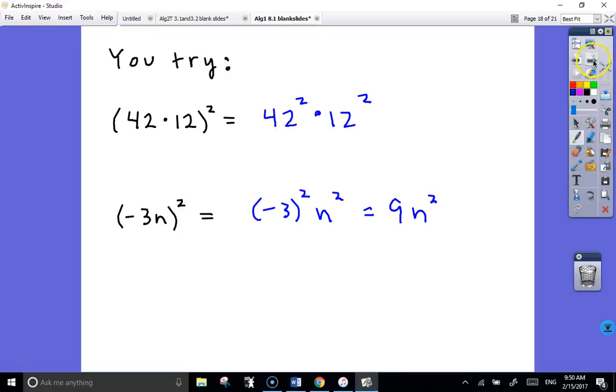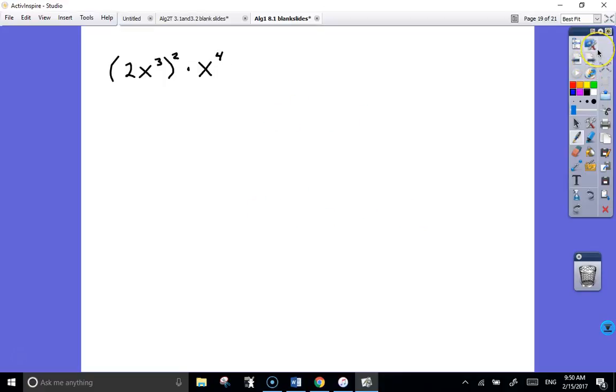Okay, I think I got one more slide. Okay, counted wrong. Okay, try that one now. That's going to be a combination of things. In fact, this is actually a me try, not a you try. So, what's the first thing that I should do? Okay, first, I need to distribute the 2, right? What's that going to look like? 2 squared, x to the 3rd squared, and I still got this times x to the 4th.